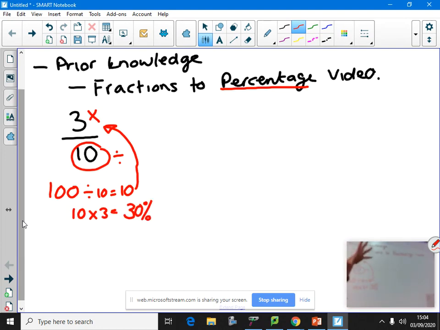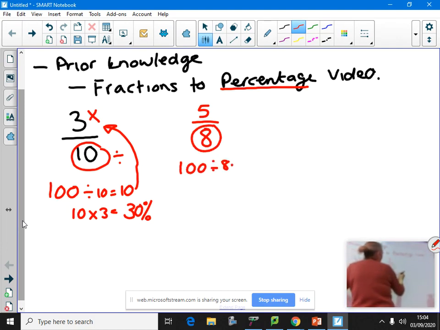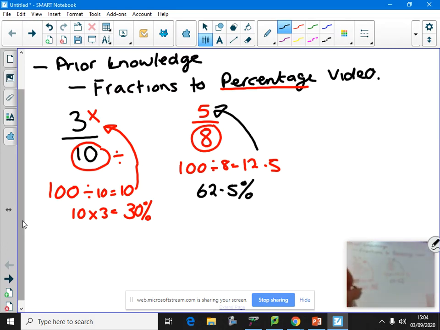Now obviously they can get a little bit harder. We could have 5/8. So 100 divided by 8 equals 12.5. And then we times that by the top, which gives us 62.5%. So we are able to change these types of fractions into an exact percentage, but we can also estimate. And this is just a little bit of common sense, which I'm sure you all have.